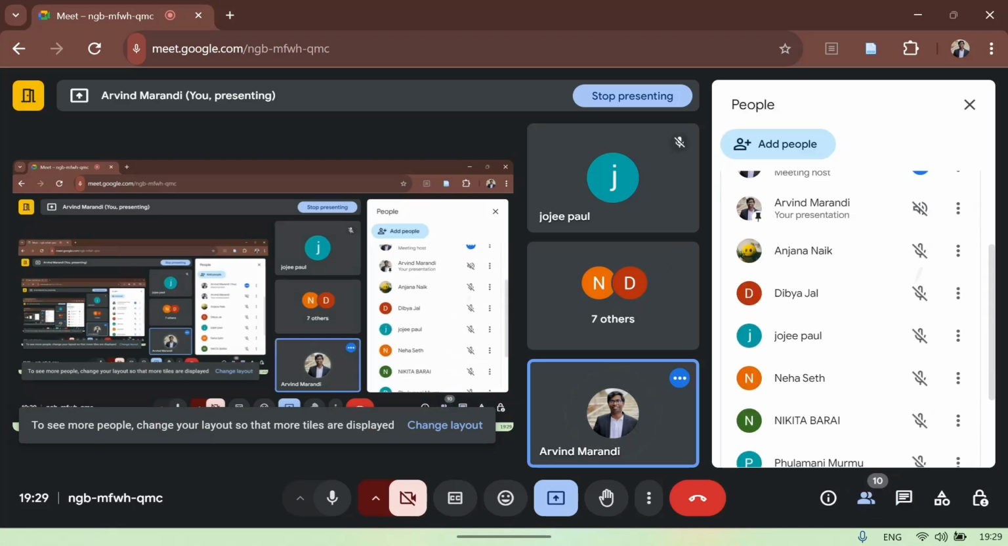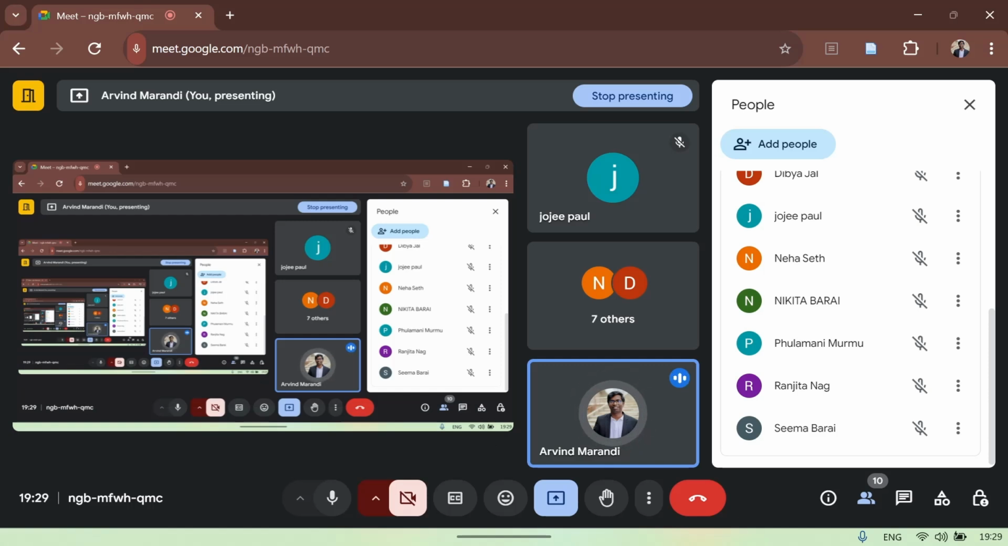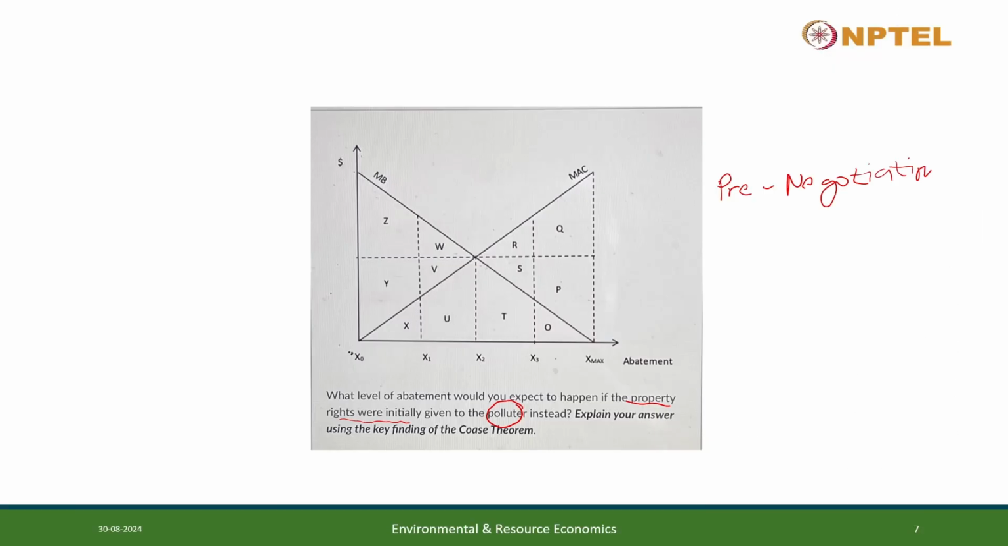Okay, hello everyone, one more time. So we are discussing some questions on the Coase theorem. So we have just started.